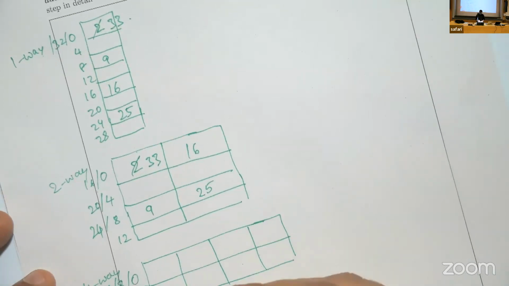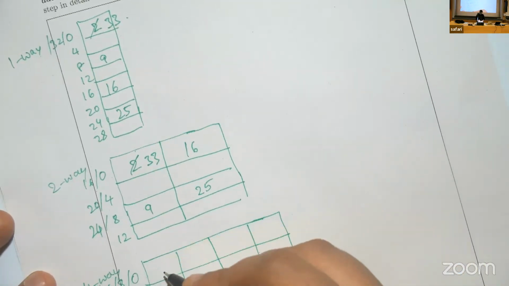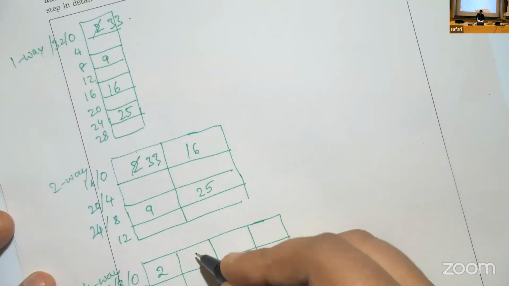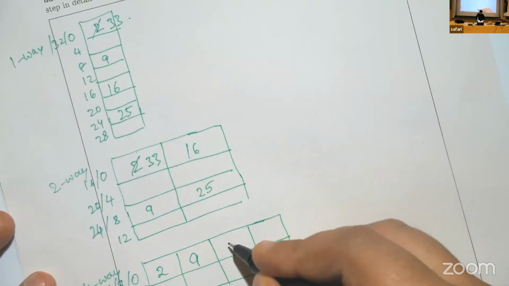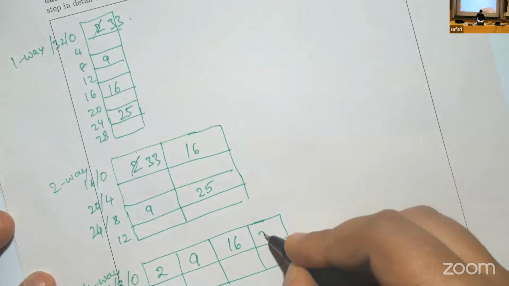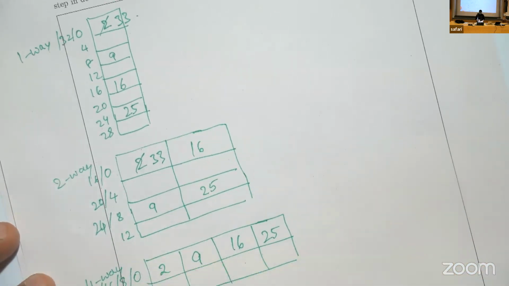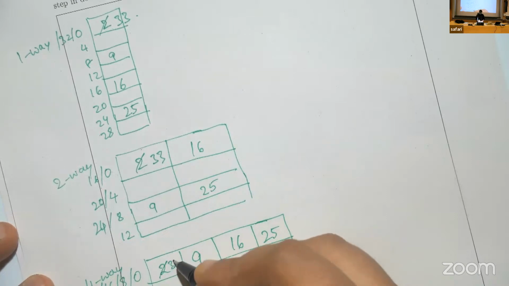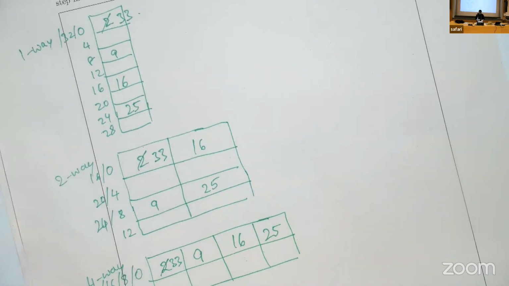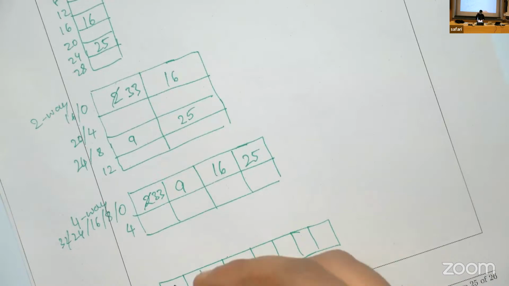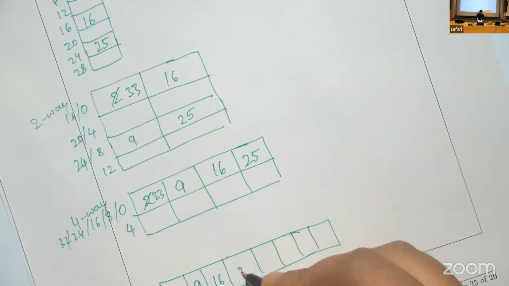And then in case of 4-way, we will have 2, 9, 16, 25. And again, 33 is going into the first set, and we will replace 2 with 33 because of the FIFO policy. And in case of 8-way, we will store all these addresses without any replacement.